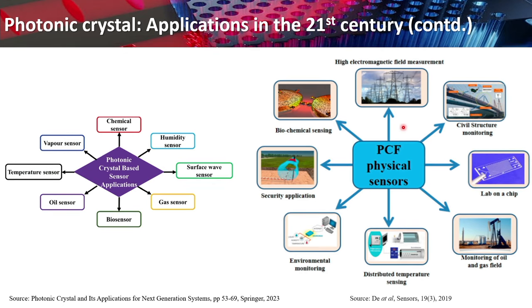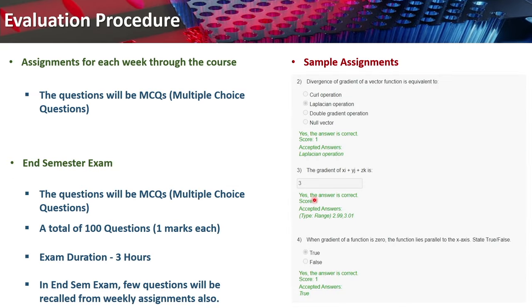And there are a lot of applications in real world scenarios. For example, you can use photonic crystal fiber based physical sensors for high electromagnetic field measurement. They can be used for structural health monitoring in bridges. You can use them for lab on chip applications, for monitoring oil and gas fields, distributed temperature sensing, environmental monitoring, different security applications, and so on. So as you can understand, this particular course will cover all the different applied aspects of photonic crystals, and we'll take different applications to discuss how these things can be realized.